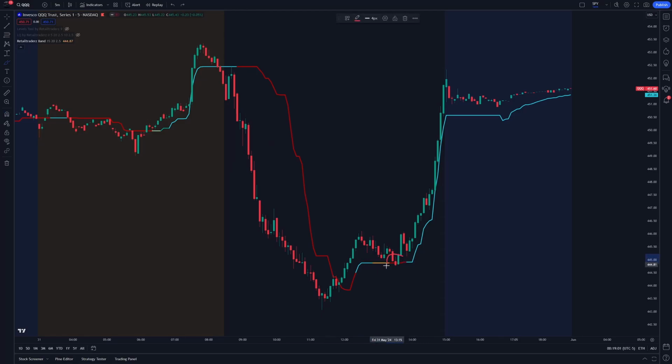So we can see the band is flat, does a nice bounce. The band is flat, does a nice bounce. This is something that price action sometimes likes to do.